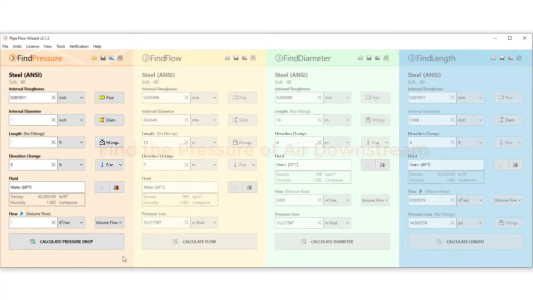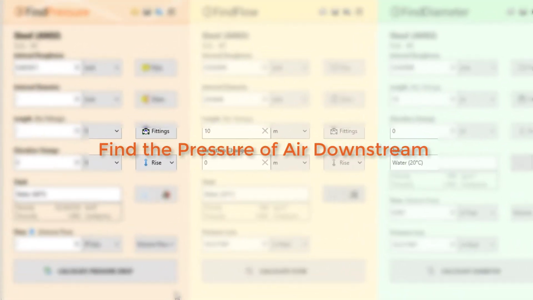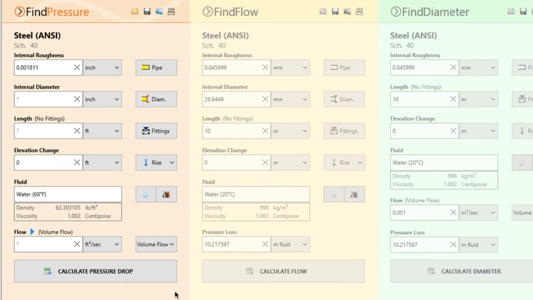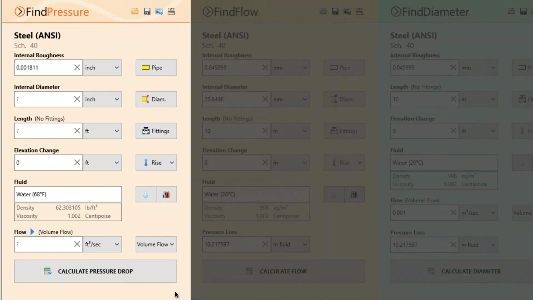Pipe Flow Wizard, find the pressure of air downstream. Today we'll be looking at the fine pressure calculation panel to perform a compressible gas calculation.